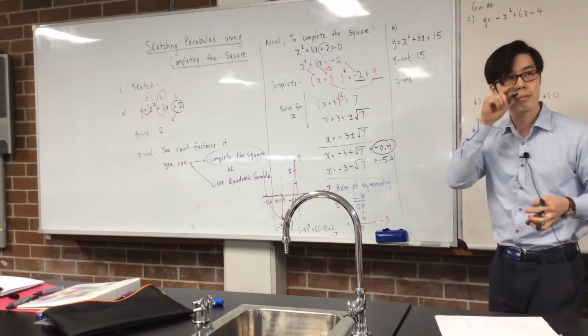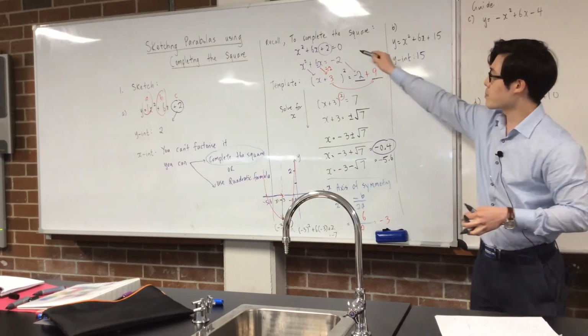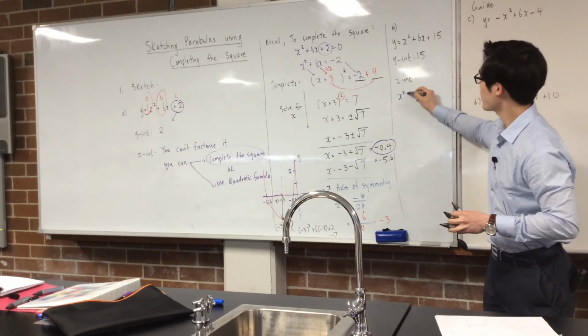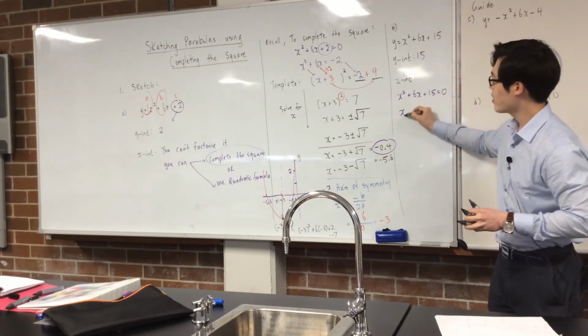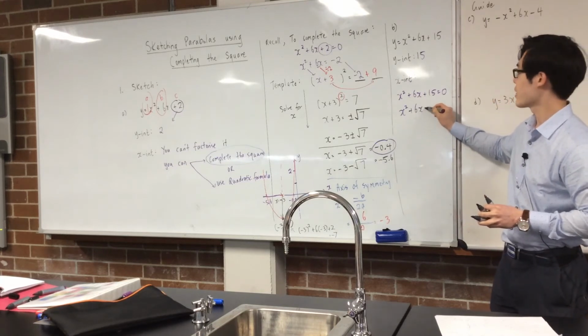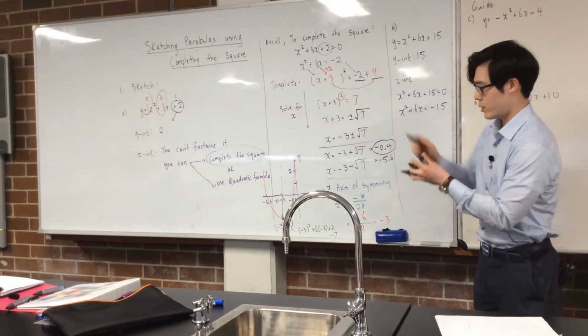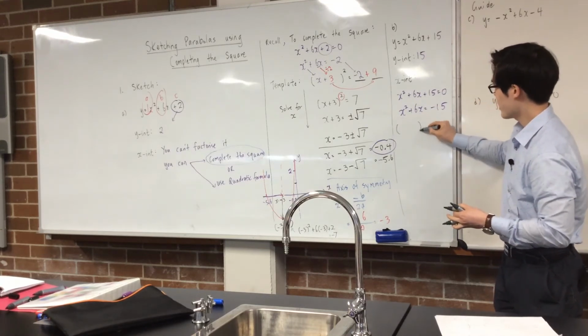Now, x-intercept, girls, you really need to listen to this one. What was my first step? Make it equal to 0. So x squared plus 6x plus 15 equals 0. And then bring the plus 15 to the other side. That's minus 15, following the template, which is what I've written up there. So I'll just put it here.